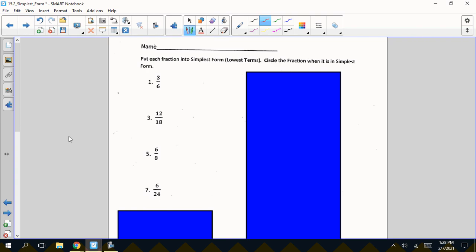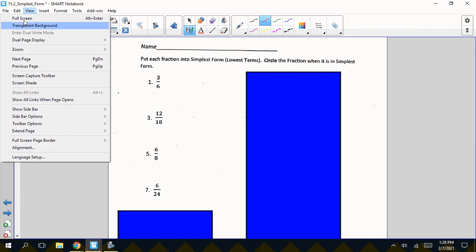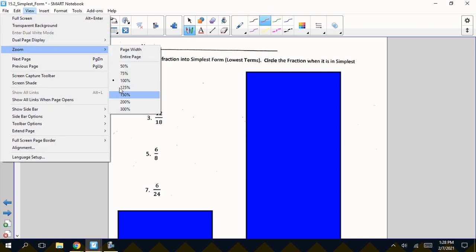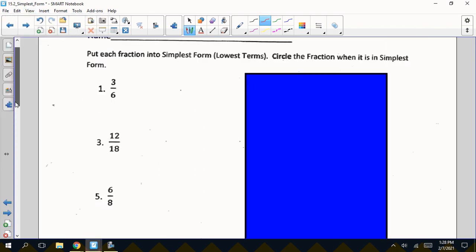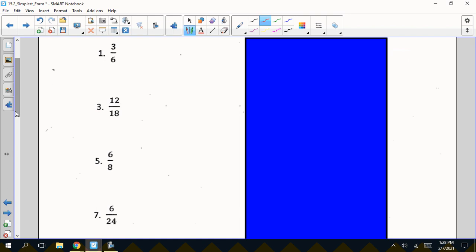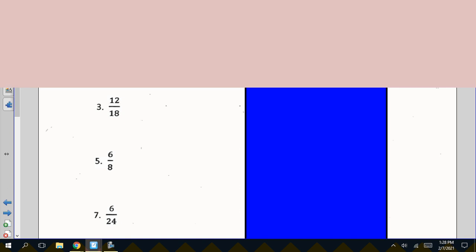On the next slide here, I've got 4 fractions that I want you to do on your own. I'm going to zoom this in here so you can see it a little bit better. And I want you to divide each one of those and put them into simplest form. When you press pause, you do all the work for all 4 of them, and then when you press play again, I'll reveal the answers. So go ahead and hit pause now.